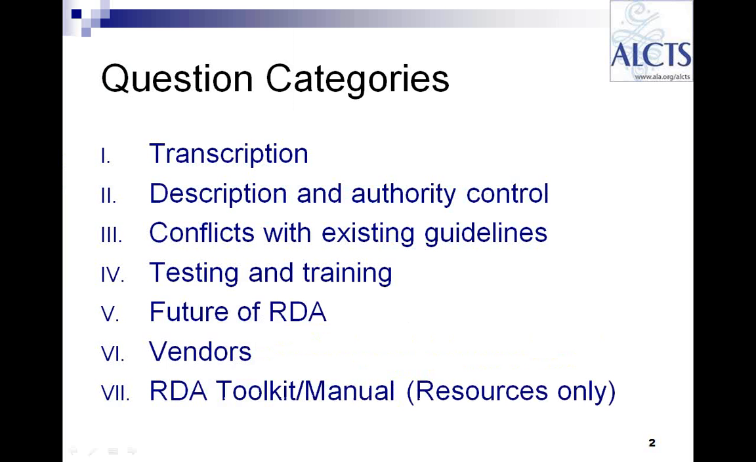Another announcement is that the source of today's questions came from an open survey. These questions were then categorized, with some of the questions being combined because of length and for clarity. We'll start the questions for the categories beginning with transcriptions, followed by descriptions and authority control, conflicts with existing guidelines, testing and training, the future of RDA, vendors, and the RDA toolkit.